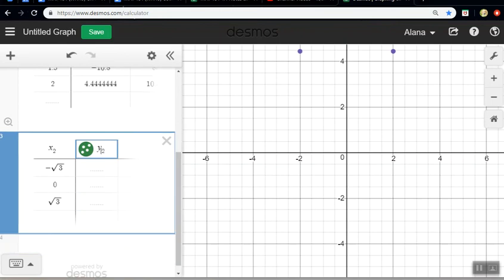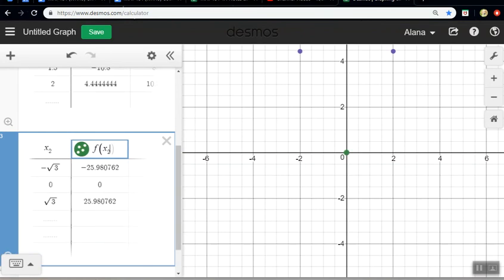And up here in the Y2, I'm going to highlight that. I'm going to say F parentheses X2. Sorry, X2. If I say X1, it's going to use the values from up above. And I can see this is negative 25.98. This is 0, and this is 25.98. All right, those are technically decimal approximations.